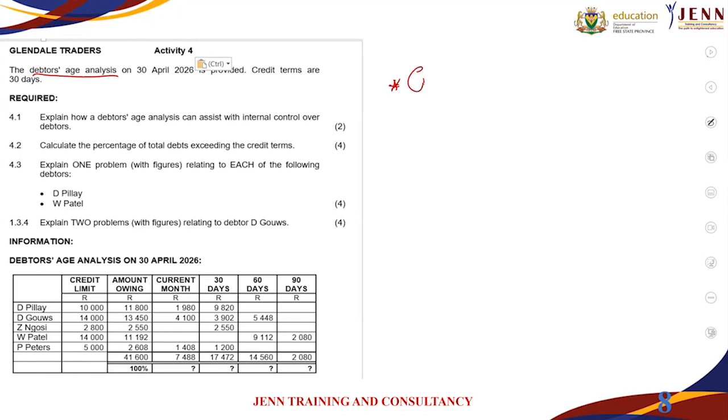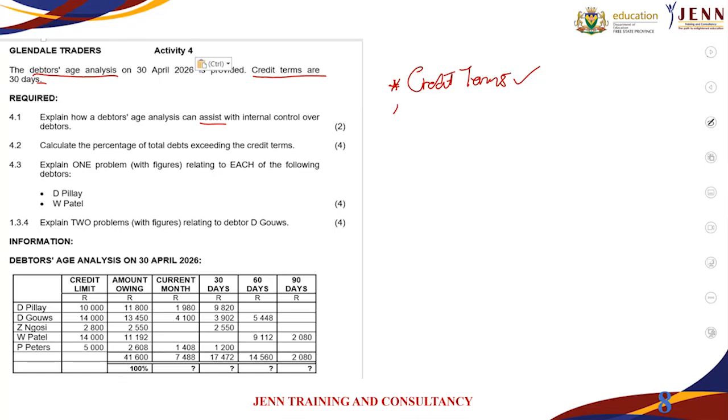It is going to tell us about the debtors who have exceeded their credit terms. You still remember we spoke about the credit terms earlier, the period in which debtors are expected to pay. In this activity, it says it must take debtors up to 30 days to settle their account. So when we do a debtors age analysis, we are able to identify how many debtors have exceeded their credit terms. That is point number 1, and that's how it can assist us as the business.